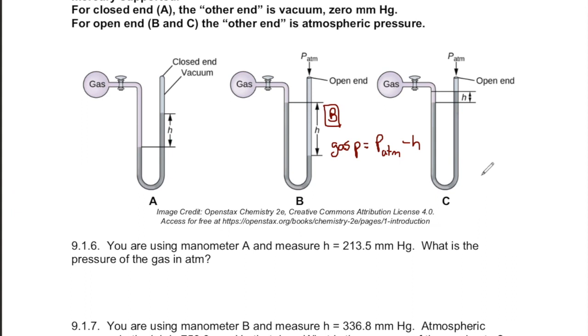For manometer C, the gas is beating the atmosphere by that height. And so it is larger than the atmospheric pressure, so we are going to add that height to the atmospheric pressure to get what the gas pressure is. So in this one, the gas pressure is smaller by that amount h, so we're going to subtract that amount h. And in this scenario, the gas is larger than the atmospheric pressure by the amount h.